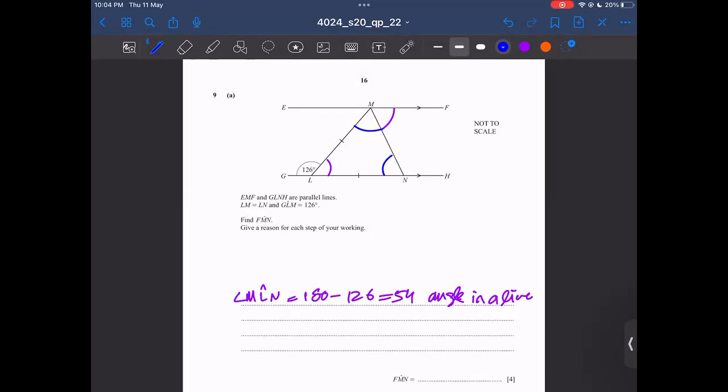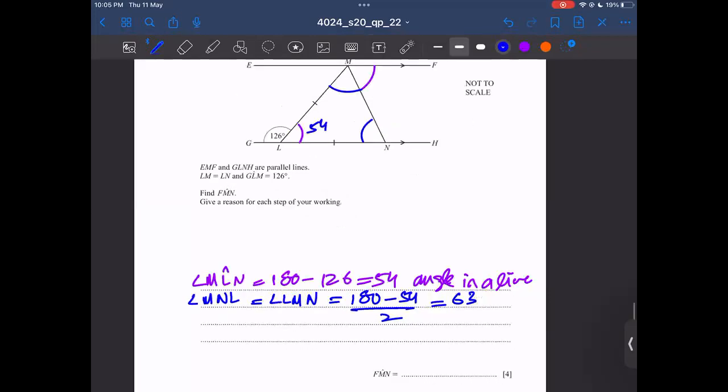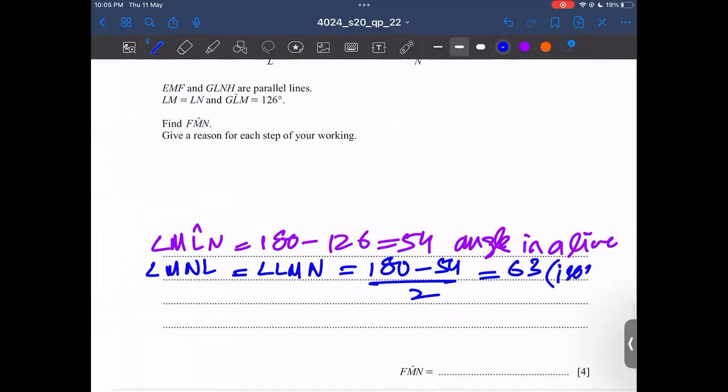So let's find the value of angles LMN and LNM. LMN is equal to LNM. Since this is an isosceles triangle, it is 180 minus 54 divided by 2. So 180 minus 54 divided by 2 gives the answer 63. You're going to write the reason: isosceles triangle.